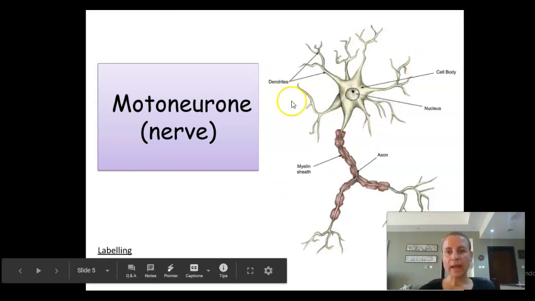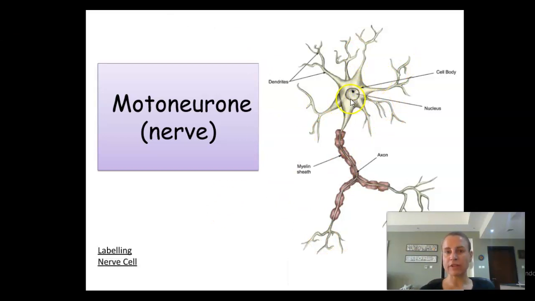Okay, but what we have is like all cells, we have a nucleus. All right, so within the cell body, which is kind of the head of the motor neuron, there is a nucleus inside here. All right, that cell body has got lots of extensions to it, and those extensions can meet a variety of other nerves to pass impulses on. Those extensions are called dendrites. Okay, so we've got the cell body with the nucleus and the dendrites.